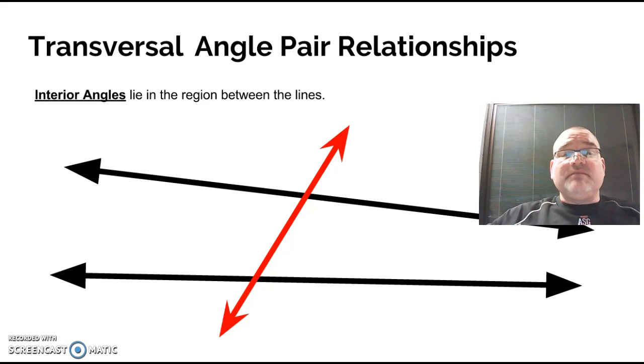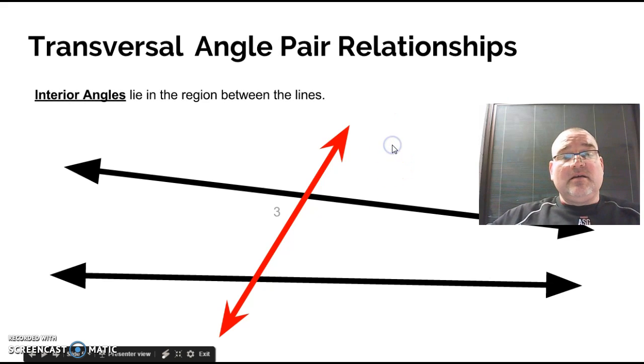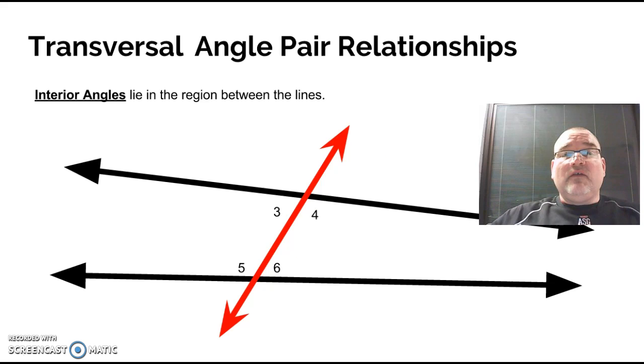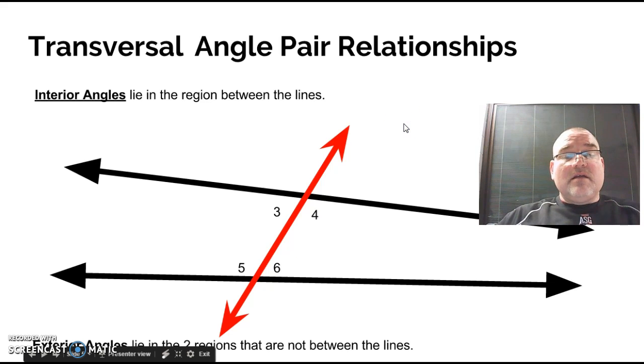Interior angles lie in the region between the two lines, such as 3, 4, 5, and 6. Those 4 angles are interior because they're between the two lines. Exterior angles lie in the two regions that are not between the lines. In this case, above and below. So it would be 1, 2, 7, and 8. Those are the exteriors. So the interiors again lie between the two lines, 3, 4, 5, and 6. The exteriors fall outside the two lines, 1, 2, 7, and 8.